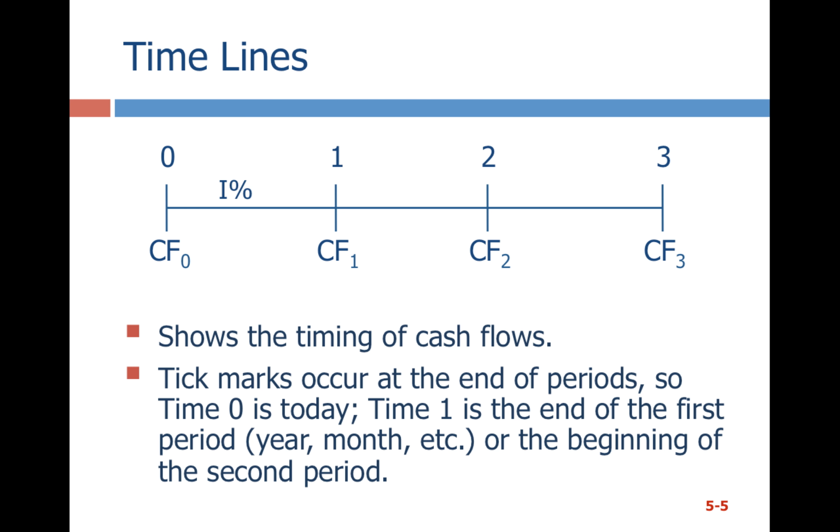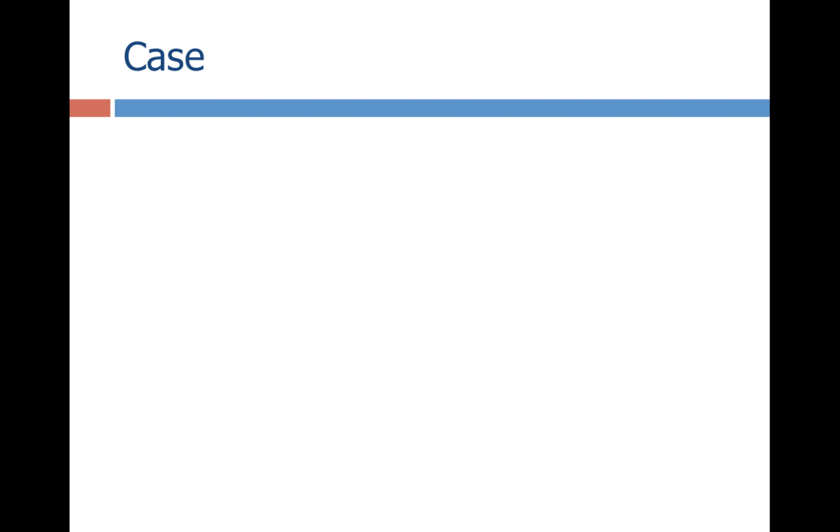And that point on the end of the first period is actually pretty important because we're going to switch that assumption later once we get into annuities. So again, I'd like you to check out the case. That's how we're going to walk through the chapter.